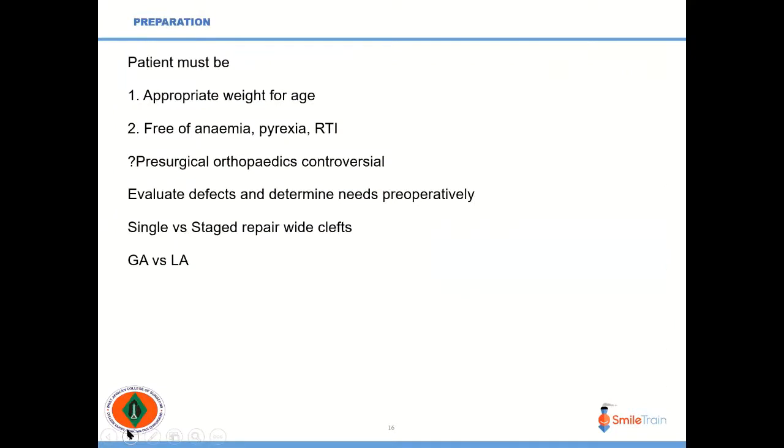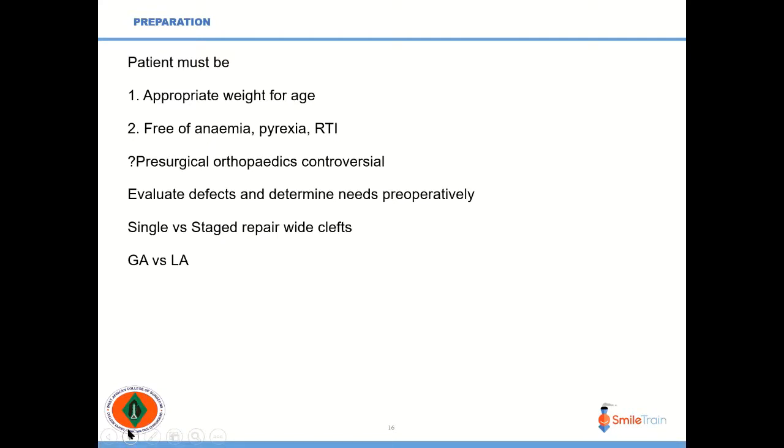Now, the patient must be appropriately weighted for age. We can't emphasize this enough. That is what tells you that the patient can withstand the surgery and will heal well and be free of anemia, pyrexia, and respiratory tract infection.